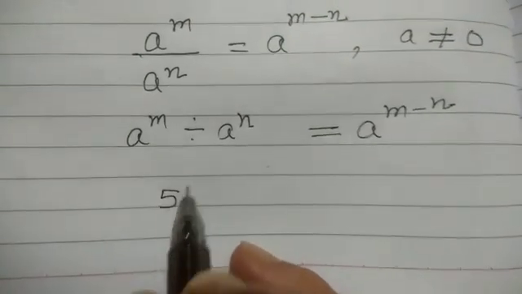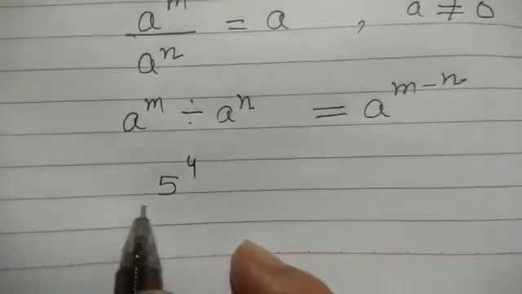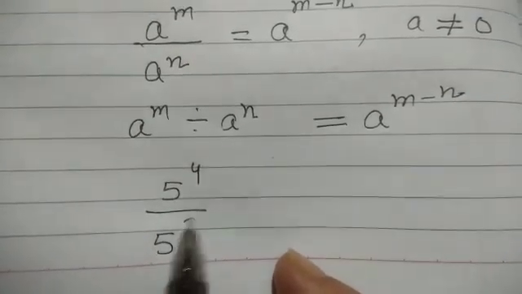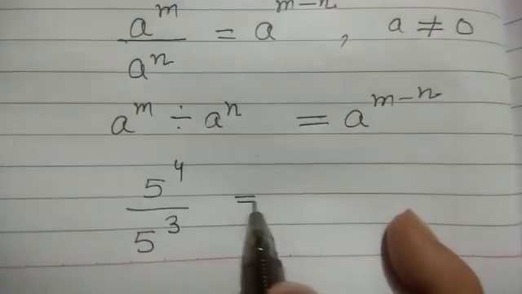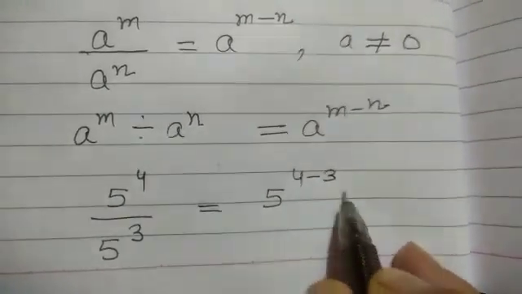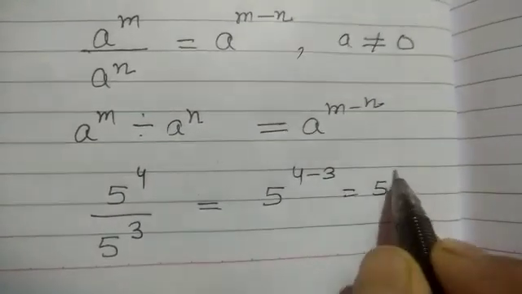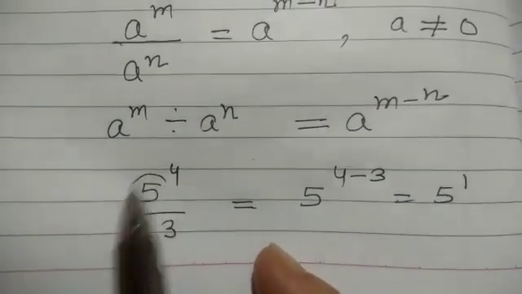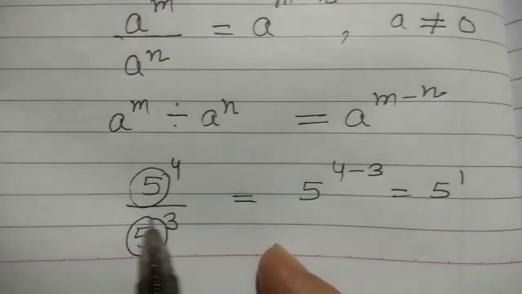Okay, suppose 5 to the power 4 upon 5 to the power 3. This can be written as 5 to the power 4 minus 3, which is equal to 5 to the power 1. But the condition is that the base should be the same.